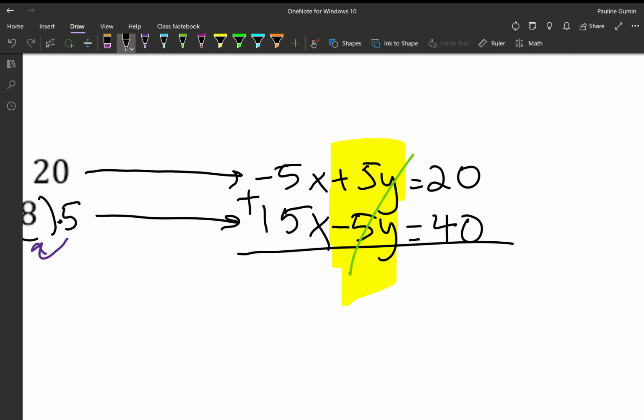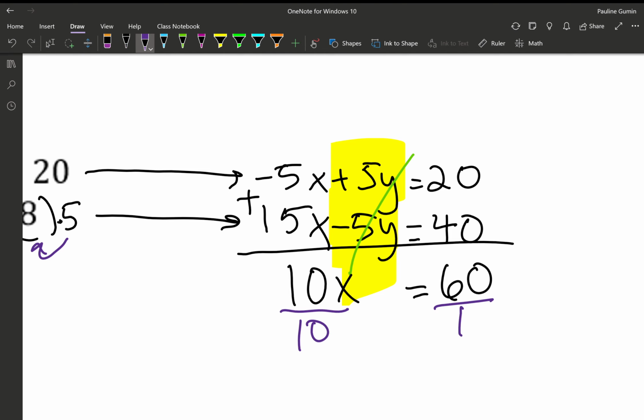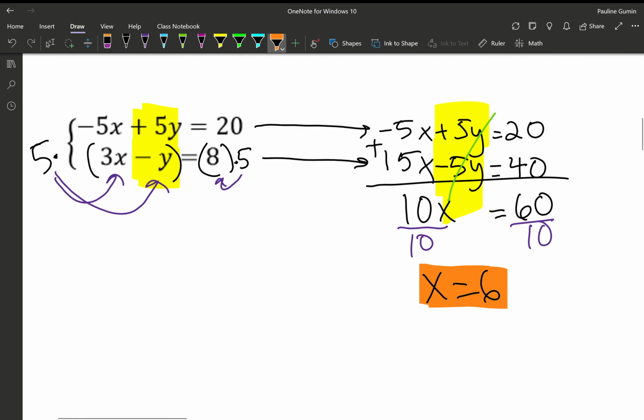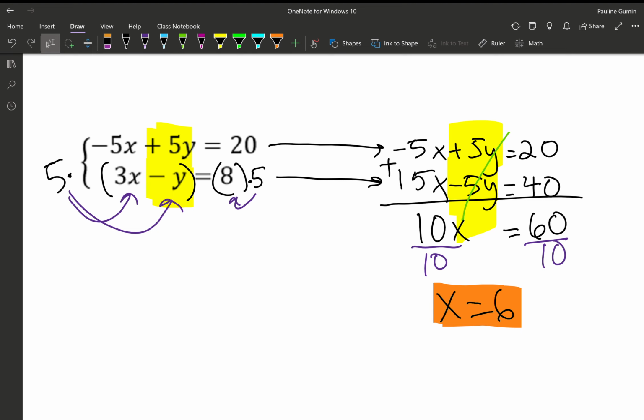Negative 5x and 15x give us 10x's. 20 and 40 give us 60. Let's divide both sides to finish. X equals 6. Now it doesn't matter which of the original equations we use. Let's use the top one since we used the bottom one last time.